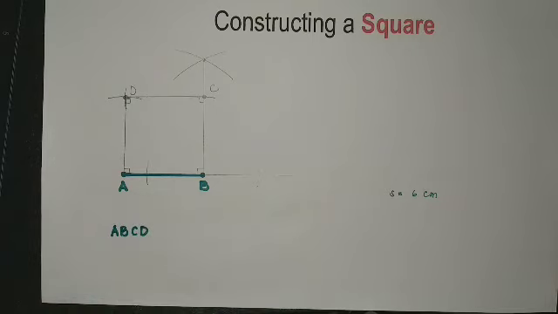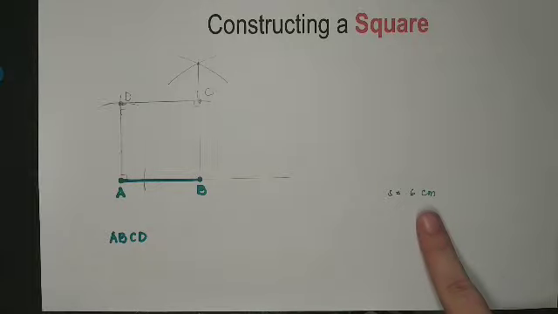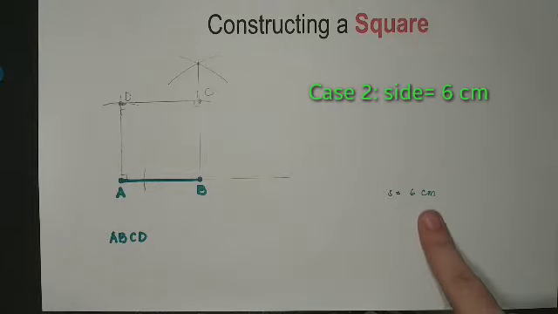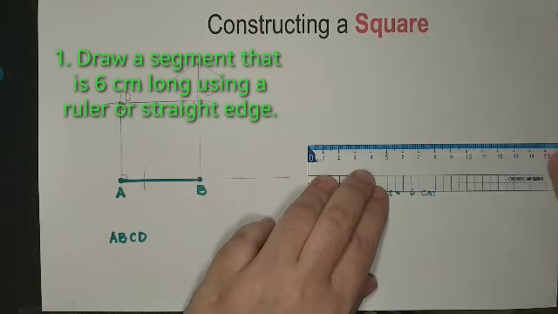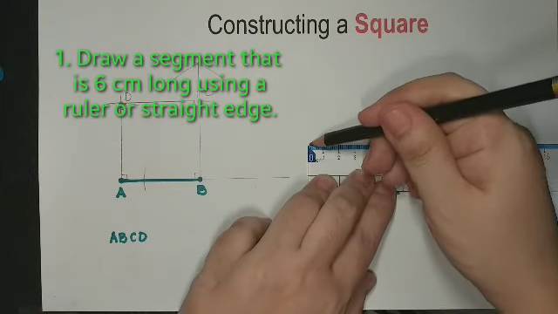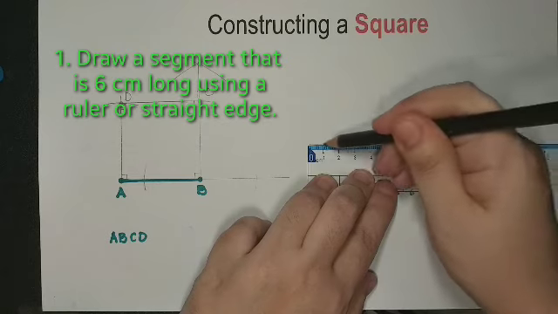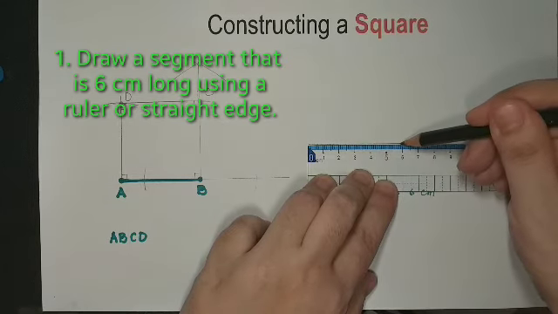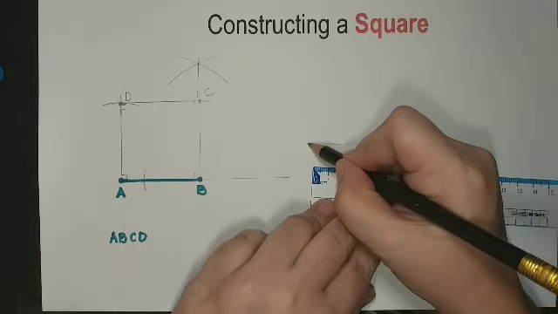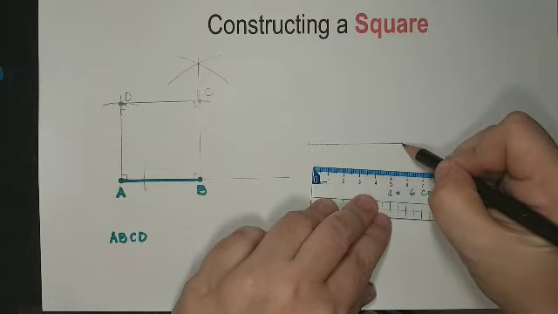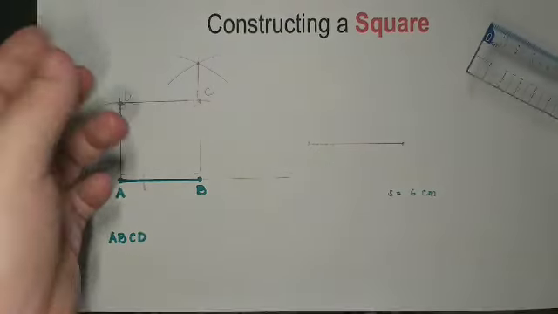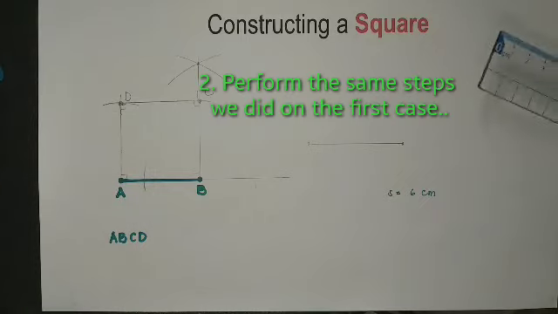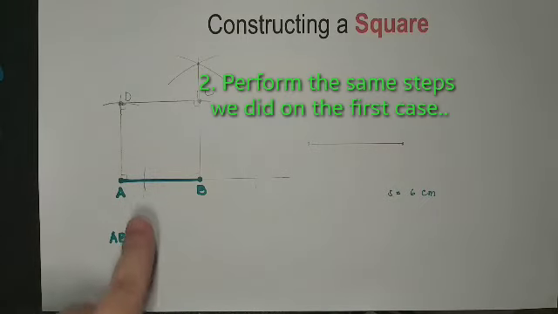There you have it. Let's now create a square with a length of 6 centimeters. So first, let's draw a line segment that measures 6 centimeters. Let's determine it using our ruler. So this point and this other point is the second vertex. Okay, so now this is 6 centimeters. Let's do the steps that we did in the first case.